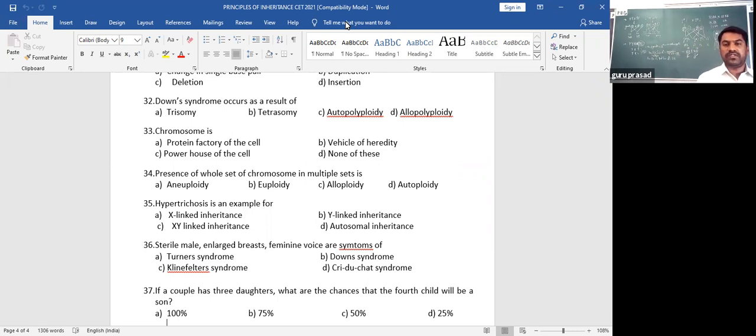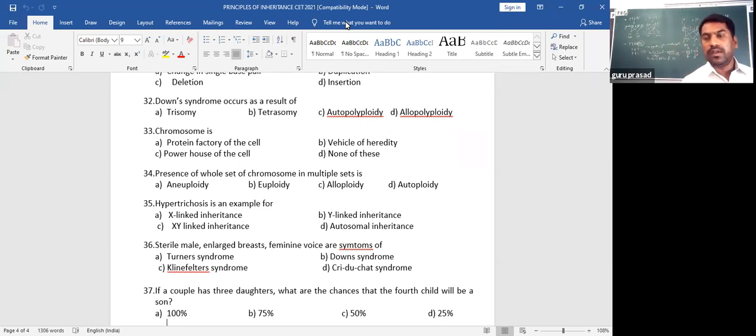Sterile male, enlarged breast, feminine voice are symptoms of one of the disorders given. So you can clearly make out Klinefelter syndrome is the answer. In Turner syndrome, the females, no doubt, are also sterile, but they show different characters like mental retardation, short stature. Down syndrome occurs in either male or female because it is an autosomal disorder.